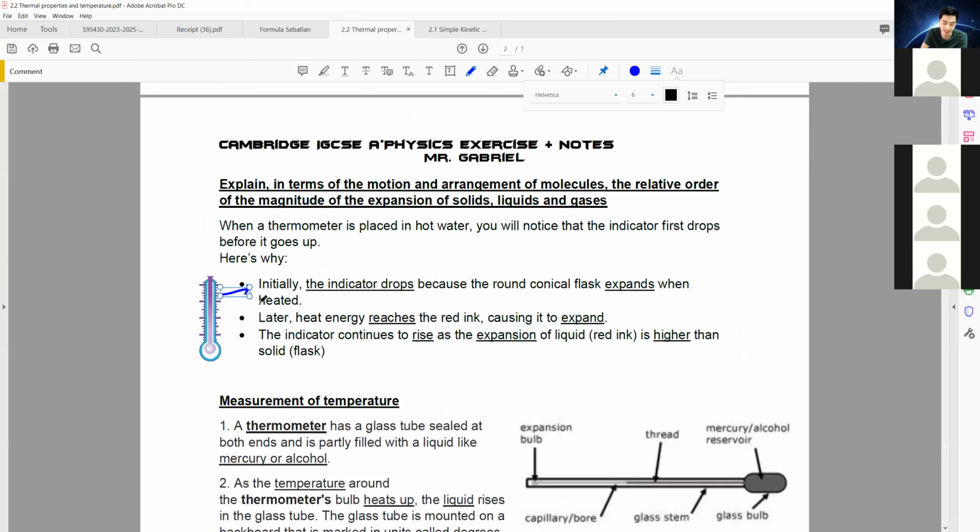If you look at this statement here, it is essentially what I've just mentioned, just in a more structured manner. Initially, the indicator drops because the round conical flask expands when heated. Initially, the heat is going to reach the glass bulb first, causing it to expand. Later, the heat reaches the red ink, causing it to expand. The heat will penetrate through the glass and start expanding the liquid here. The indicator continues to rise as the expansion of liquid is definitely higher than solids. You get what I mean? Does this make more sense to you?